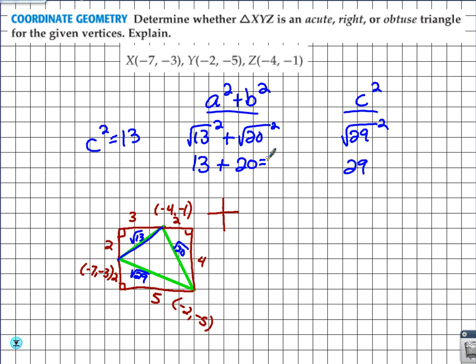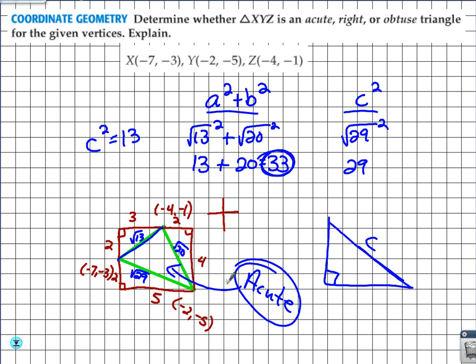So 13 and 20, that's 33. This is bigger. c squared is smaller. You see that now? Take a right triangle, make c smaller, and all of a sudden you now have what kind of triangle? Good. That's an acute triangle. So what you've got to do on these problems, if you're given 3 points, you have to find the length of the 3 sides, and then compare it using a squared plus b squared and c squared.